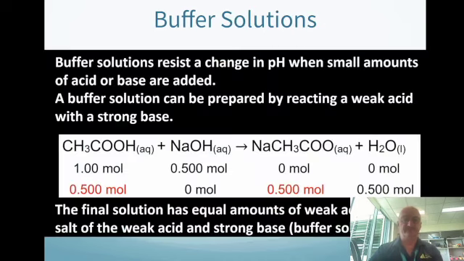Not very buff. Buffer solutions resist changes when small amounts of acid and base are added. Here we have ethanoic acid with sodium hydroxide. Sodium hydroxide is a strong alkali. Ethanoic acid is a weak acid. We know strong is going to completely dissociate and weak is going to partially dissociate.